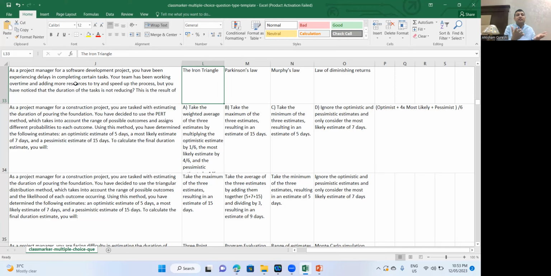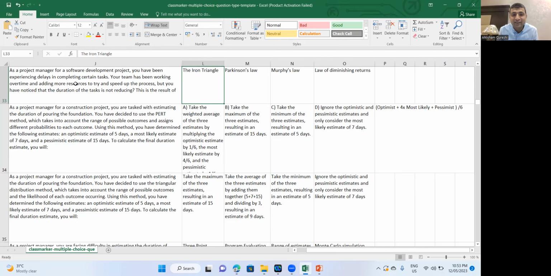But in your question, what is the scenario? Can you read the question aloud? A project manager for a software development project, you have been experiencing delay in completing certain tasks. Your team has been working overtime and adding more resources to try and speed up the process, but you have noticed that the duration of the task is not reducing. This is a result of iron triangle? You said the thing will go wrong. Parkinson's law is not it.